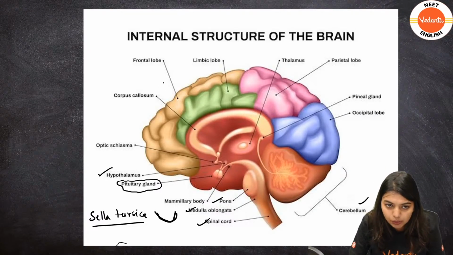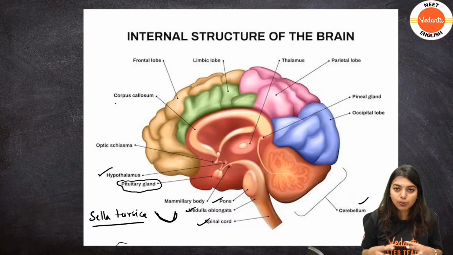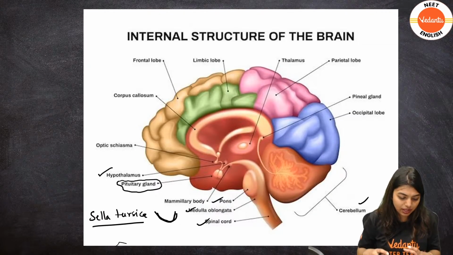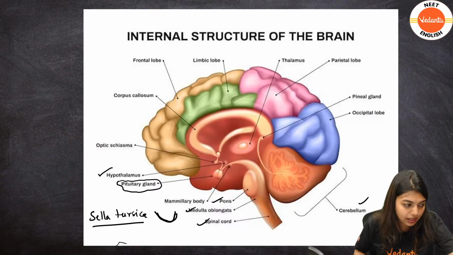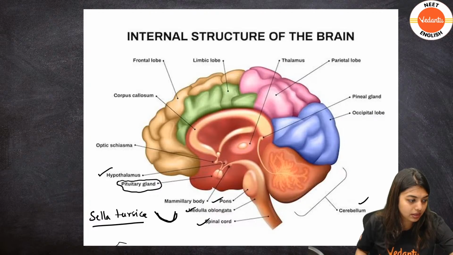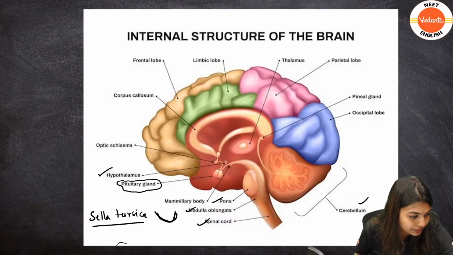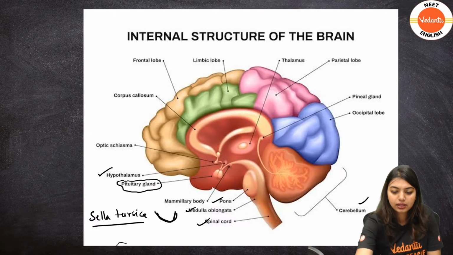Now the corpus callosum is the portion which holds both of the cerebral hemispheres together. That we will learn in some time. Clear? Yes, clear. Okay, fine.